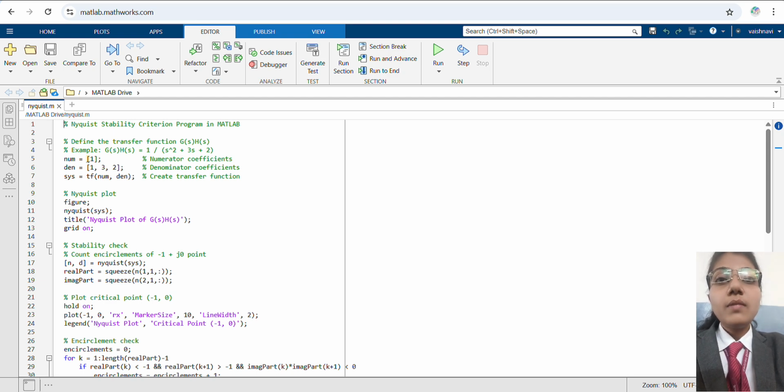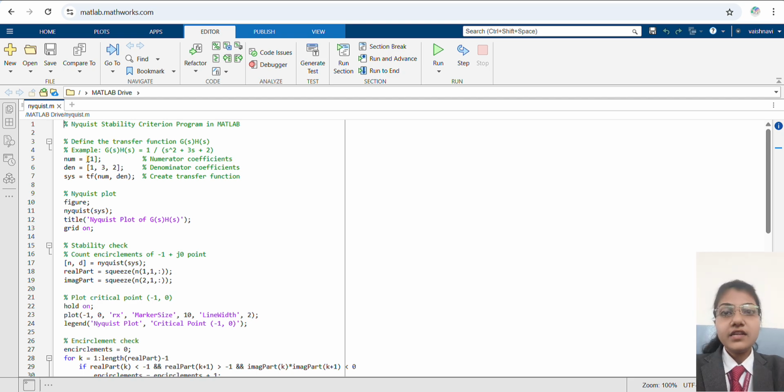Then we have to mark the critical point -1 comma 0. For that, the program is MATLAB. Hold on. Plot -1, 0, 'rx', marker size 10, line width 2. Here, hold on allows plotting additional items without deleting the existing Nyquist curve. Then plot -1, 0 'rx' and so on. Here, the plot red x denotes the critical point -1, 0.